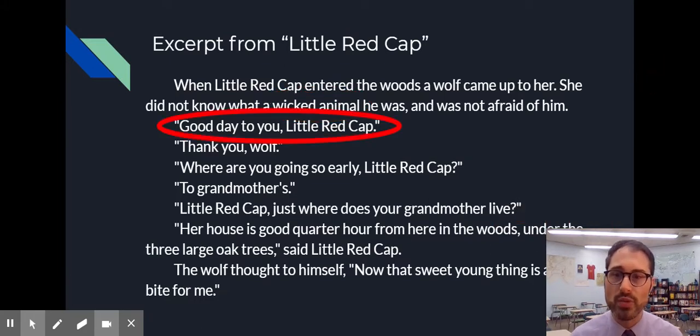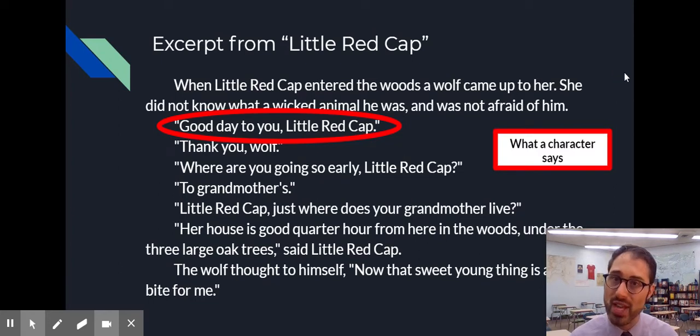Here, the wolf says, "Good day to you, little red cap." We know he's talking because the next line says, "Thank you, wolf." So we know that red is responding, which means the previous line belonged to the wolf. This is an example of what a character says. It's an indirect method of characterization. So then we have to consider, well, what did we learn about the wolf because he says this?